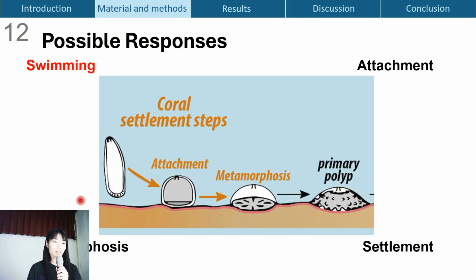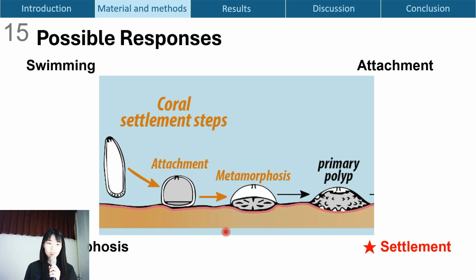And before we enter our results, we need to know what possible responses the larvae might show. First is swimming, which doesn't do anything, no reaction. And then they will attach to the surface, and then they will metamorphose. And our target response is settlement, which includes attachment and metamorphosis.